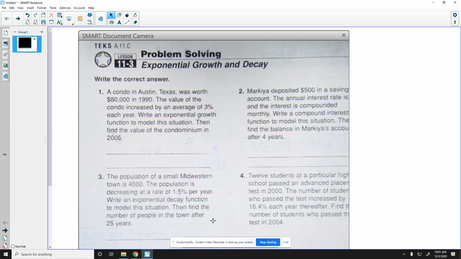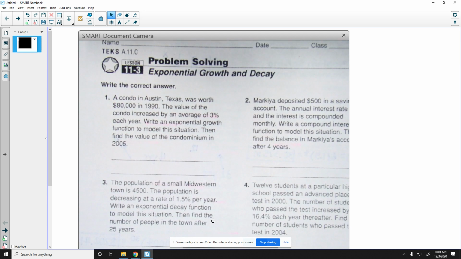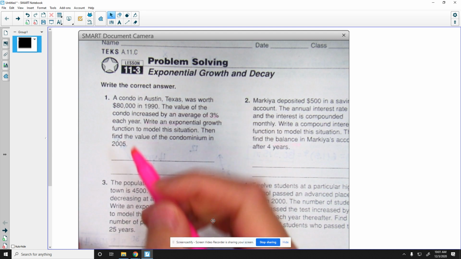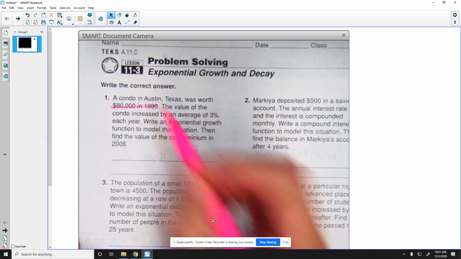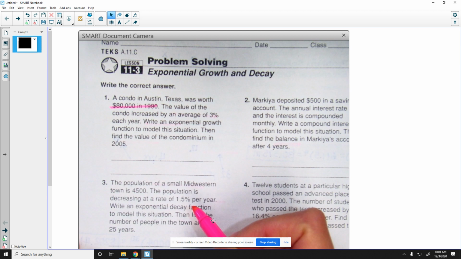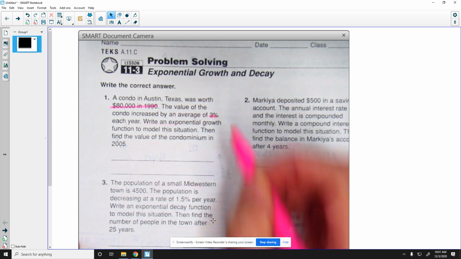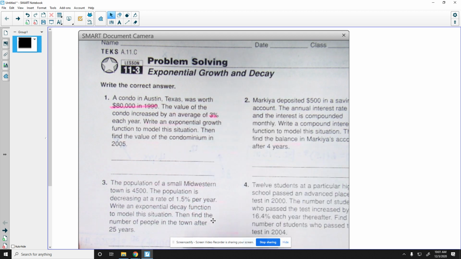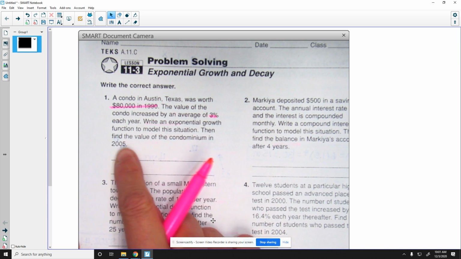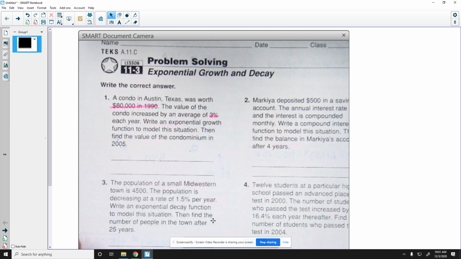Number 1, a condo in Austin, Texas was worth $80,000 in 1990. The value of the condo increased by an average of 3% each year. Write an exponential growth function to model the situation, then find the value of the condo in 2005. So we're answering 2 things.